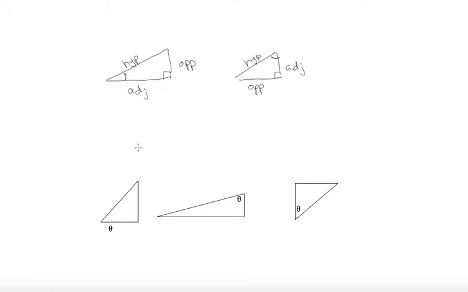A lot of times we name our angles. Theta, this symbol right here, is a really common one. Some other ones we use are alpha or beta. Those are Greek letters, and you can see them in your notes.